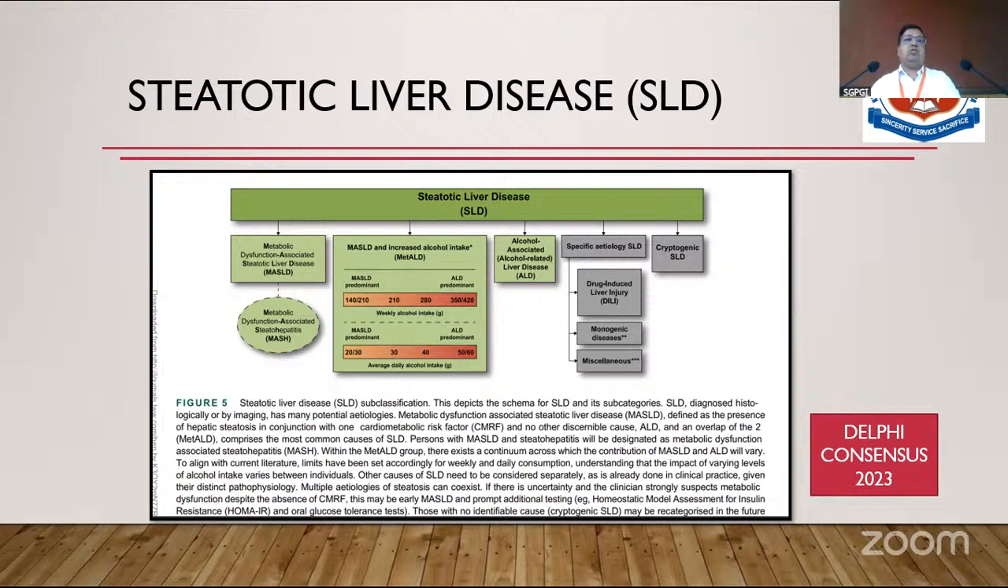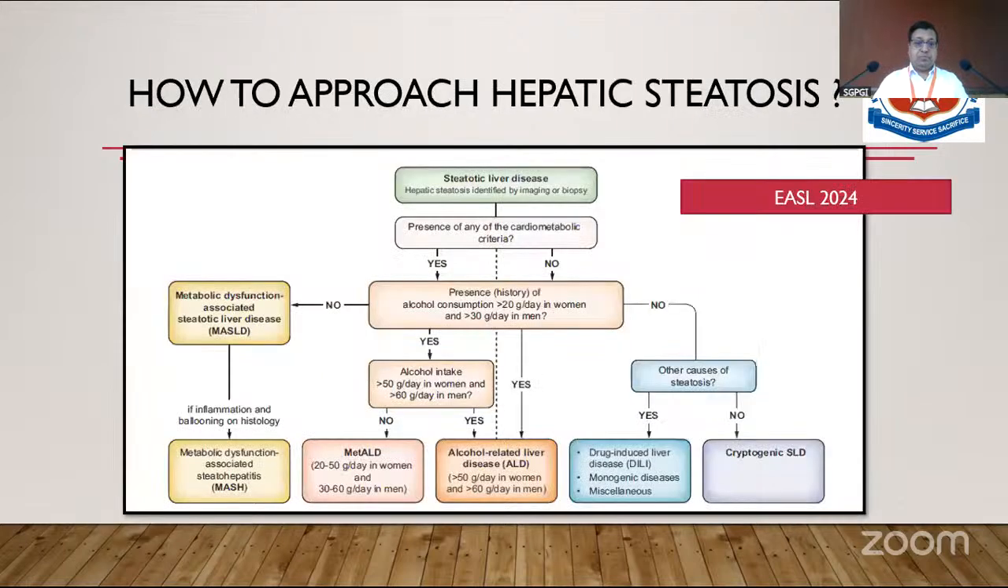If the patient is not having cardiometabolic risk factors and is not alcoholic, then other secondary causes of steatotic liver disease should be ruled out, like drugs or other genetic causes. If no cause is identified, and the patient still has steatosis on liver biopsy or ultrasound finding, then he or she is classified under cryptogenic steatotic liver disease. So this is the approach I told you, published in the EASL guideline 2024.